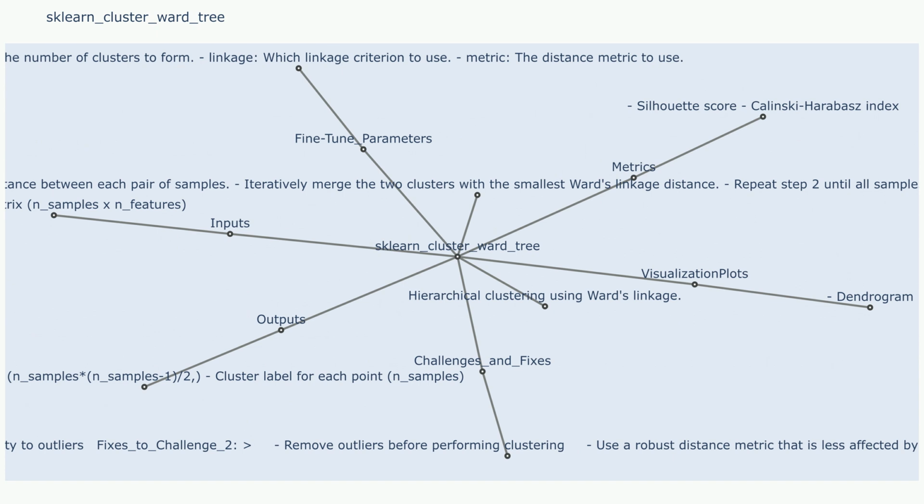Challenge 3. The choice of linkage criterion can influence the clustering structure. Sample use case. Different linkage criteria, like Ward's or single linkage, can lead to different cluster arrangements. Fixes. Experiment with different criteria. Experiment with different linkage criteria: Ward, single, complete, average to find the best fit for your data and analyze the resulting dendrograms.